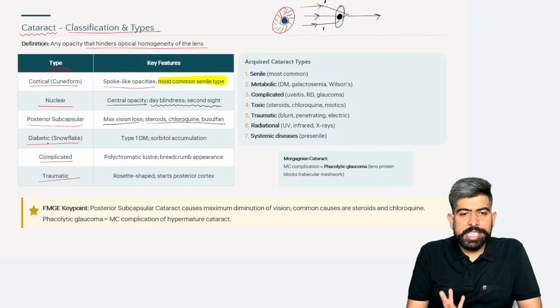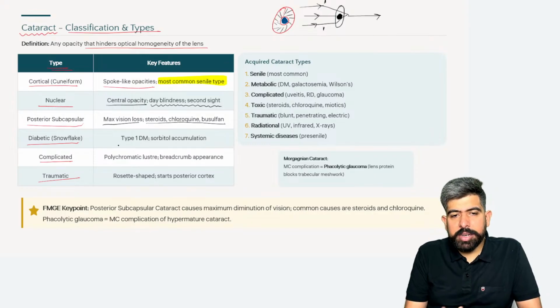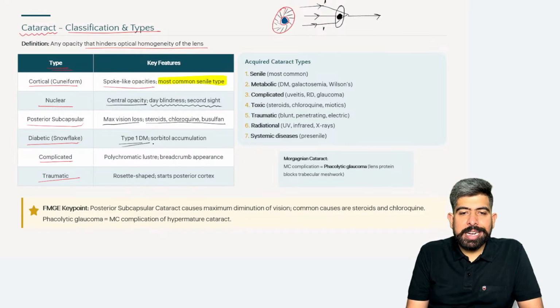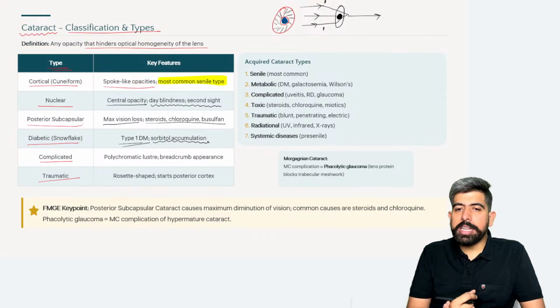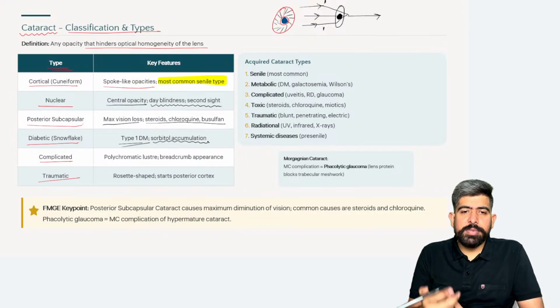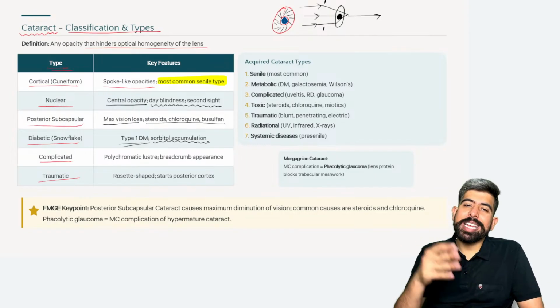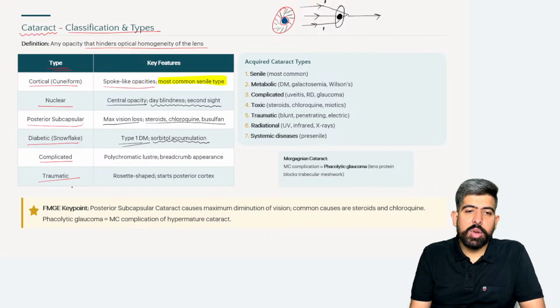The next one is the diabetic cataract. This is most commonly seen with diabetes type 1, and it is due to sorbitol accumulation. The sorbitol gets accumulated inside the lens because, as you know, the lens uses glucose anaerobically, around 80% anaerobic metabolism of glucose. That is why sorbitol accumulates inside the lens, causing the diabetic cataract.